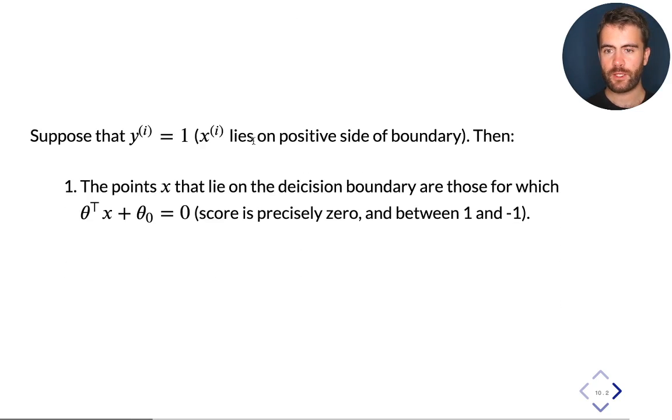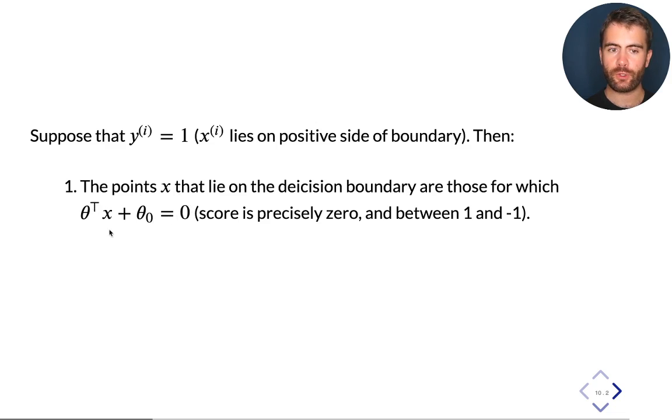First, just to make the derivation simpler, I will assume that the true label y equals 1, but if it's -1, the same argument holds. And then I will make the two following observations. First, the points x that lie on the decision boundary, in other words, the precise position of the decision boundary, is given by the following formula.